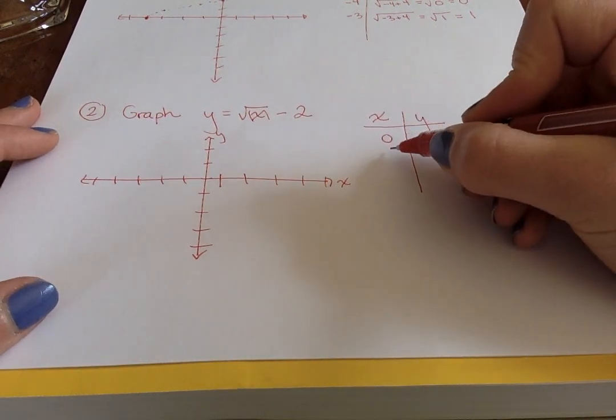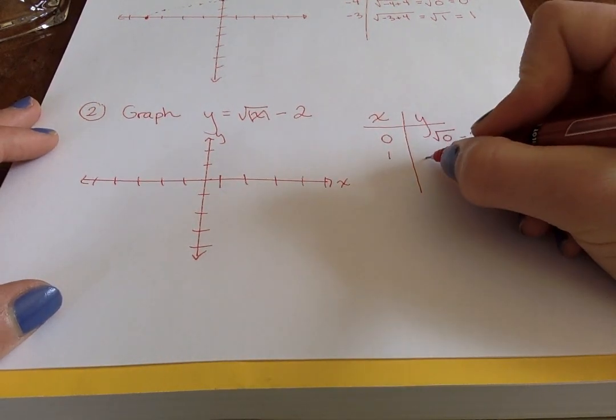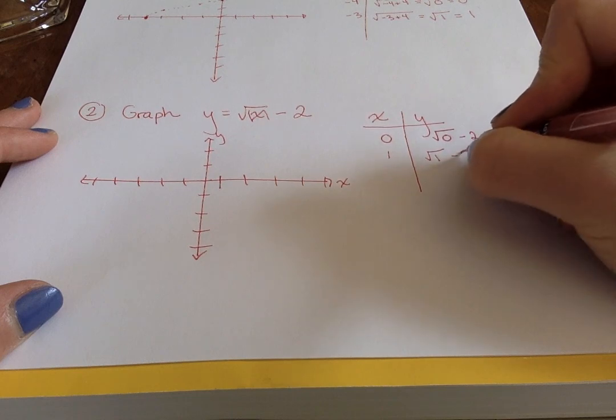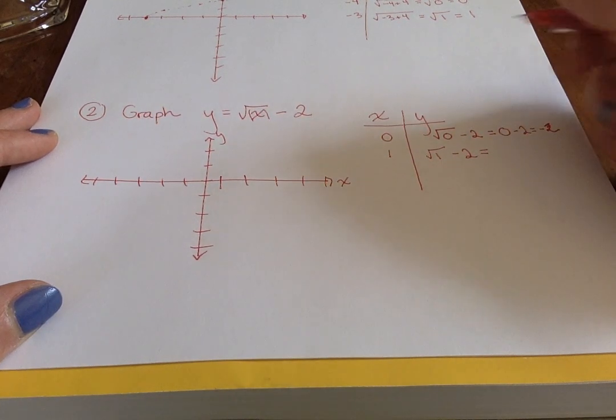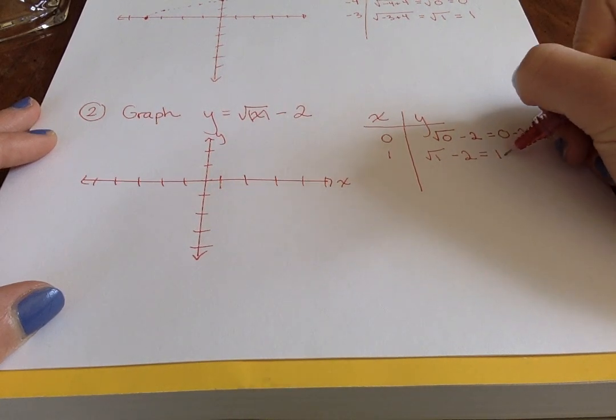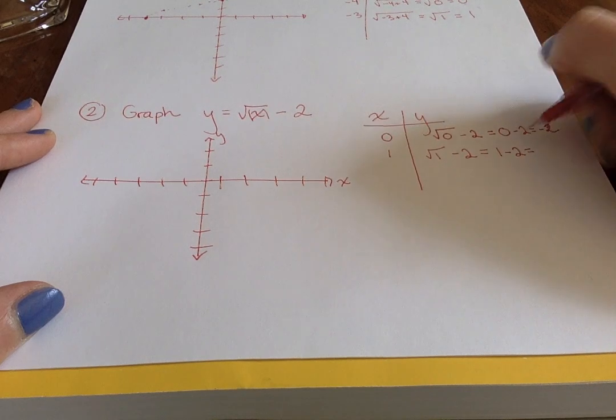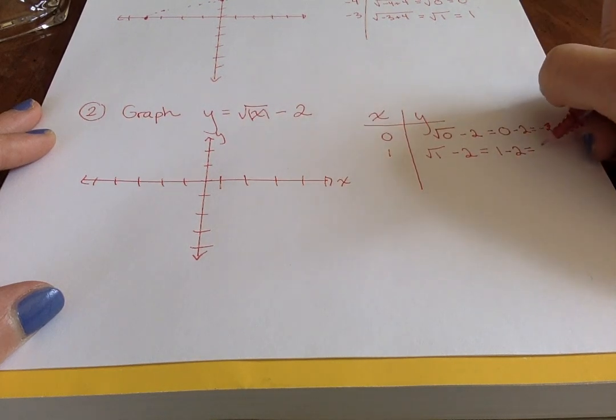The next value I can put in is 1, because the square root of 1 is 1. So I have the square root of 1 minus 2. The square root of 1 is 1. I subtract 2. I get 1 minus 2, which gives me a negative 1.